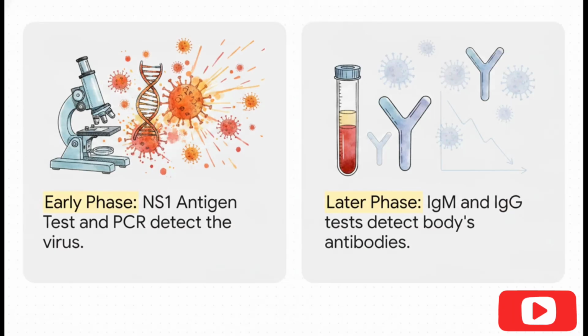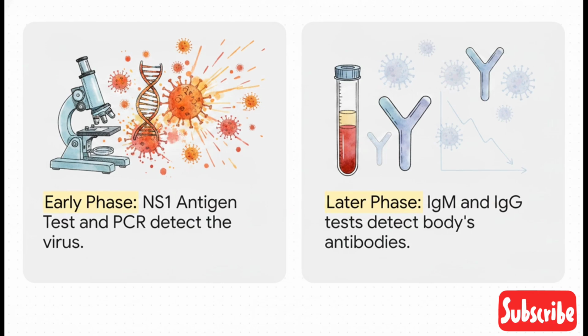Once dengue is suspected, timing is literally everything for the lab work. In the early phase, meaning those first few days of fever, doctors will use the NS1 antigen test, or a PCR, to detect the virus itself in the blood. In the later phases, the virus actually clears out, so those tests won't work. Instead, tests look for the body's immune response, the dengue IgM and IgG antibodies.